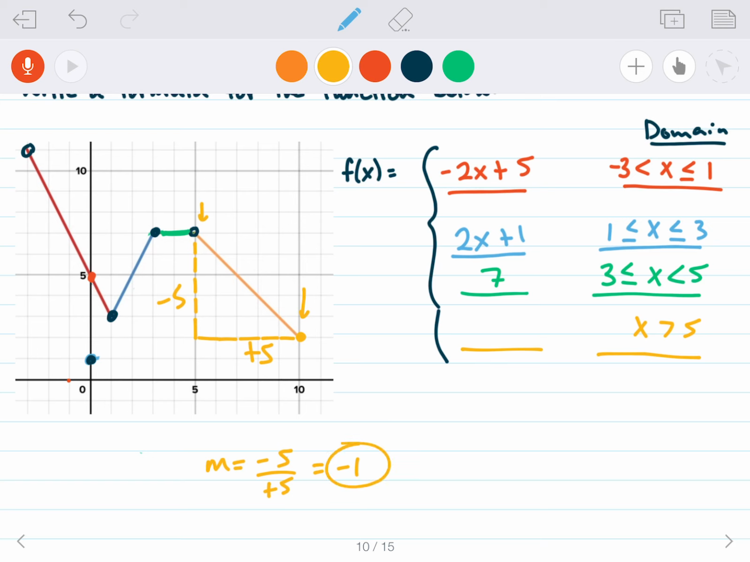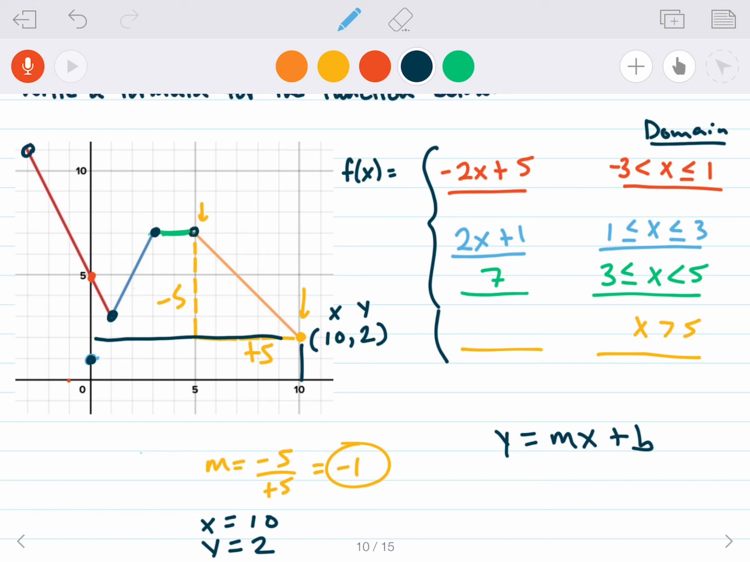Now I need to see what my y-intercept is. So I'm just going to do it the way that we did it before, and I'm going to say, okay, well, this point right here is on the line. It has an x-coordinate of 10, and it has a y-coordinate of 2. So I'm going to use this point along with the slope to plug everything into my equation and solve for b. So my equation is y equals mx plus b. Plug in 2 for y, negative 1 for m, 10 for x, and we're looking for b.